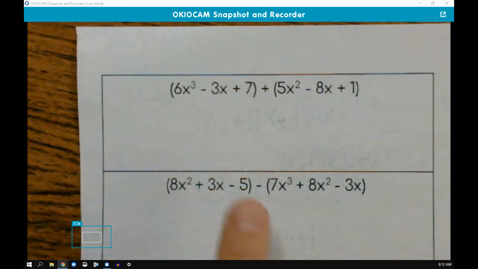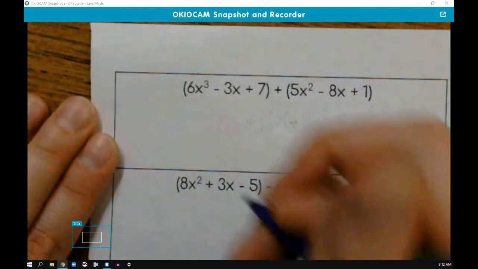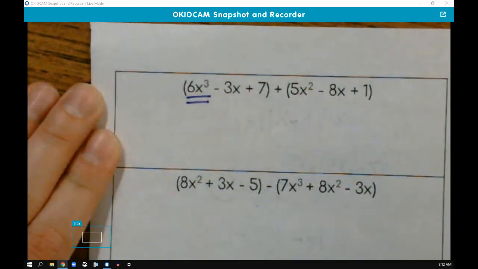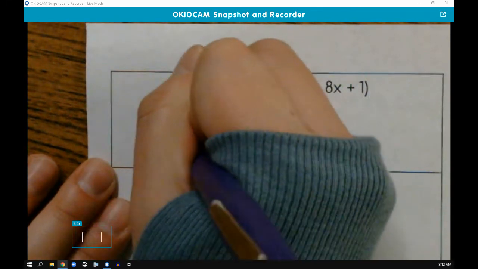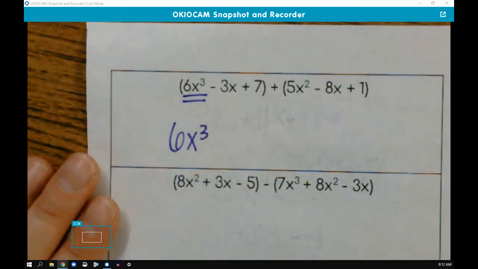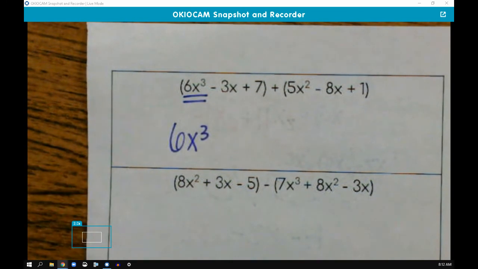So the next one we've got here is an addition problem. And my highest exponent here is 6x cubed. But if you guys look, there are no other 6x cubes. So since it's addition, we're ready to just combine like terms. 6x cubed is going to go first. And it just stays by itself because there's no other x cubes.